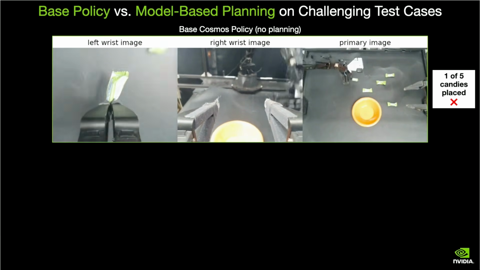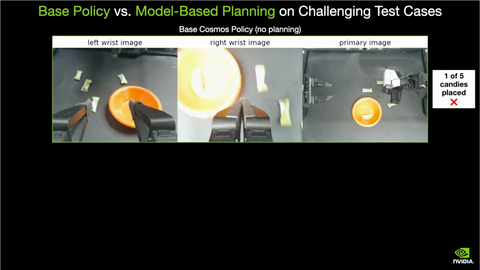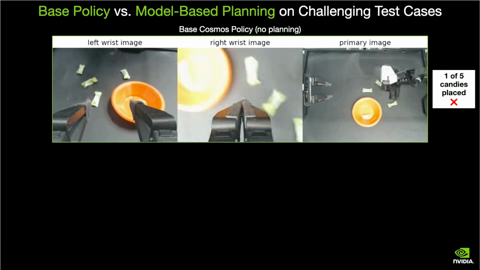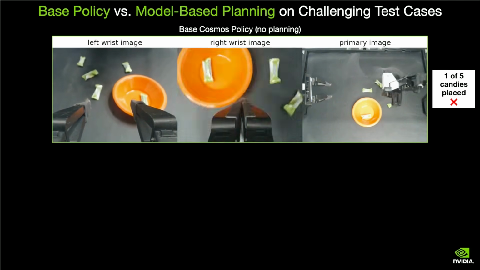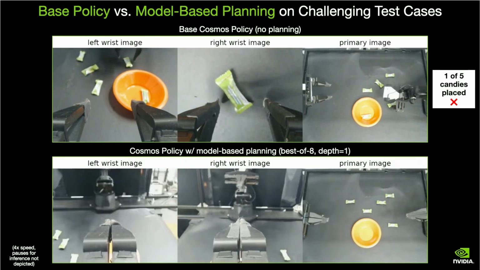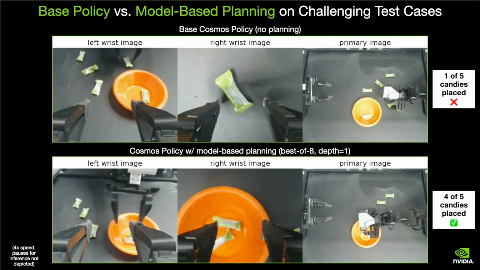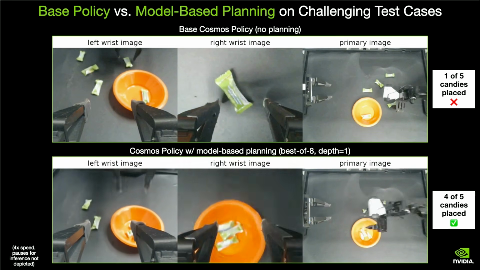Let's see how model-based planning can help on challenging test cases where the base policy has trouble. Here, the base Cosmos policy struggles to grasp the candies and ultimately places just 1 of 5 candies into the bowl. However, with model-based planning, Cosmos policy makes greater progress and fetches 4 out of the 5 candies.